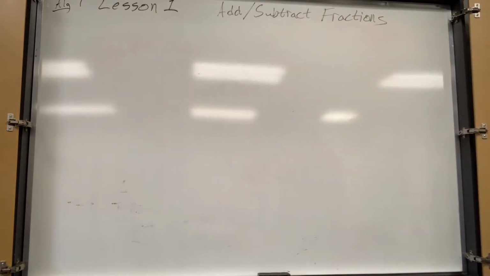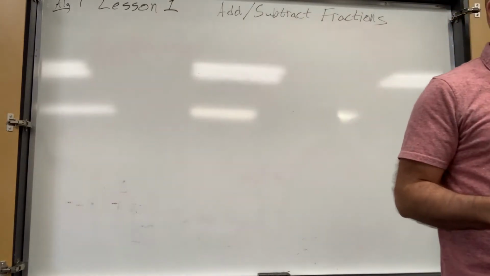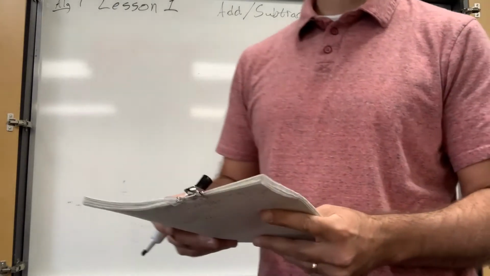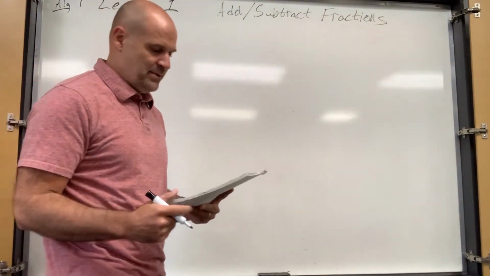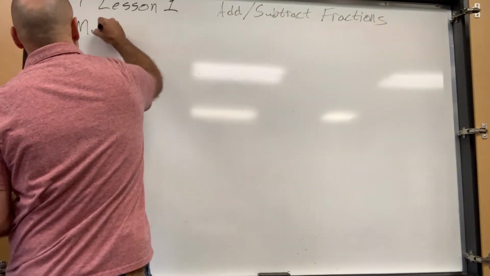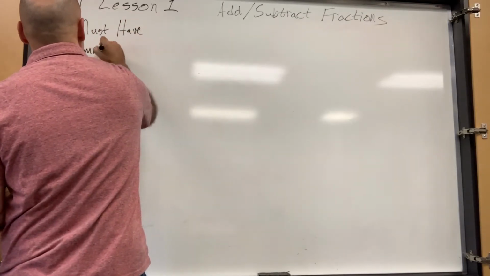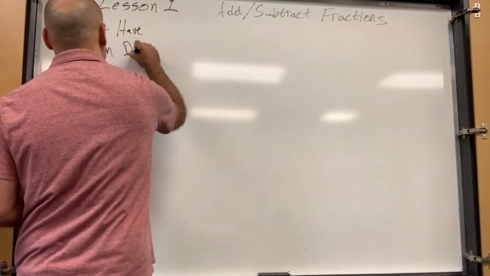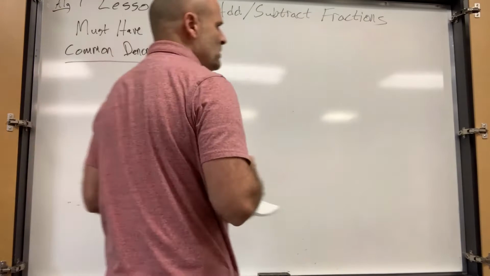What's the one rule, the most important thing when you're adding or subtracting a fraction? What do you need? Hope? You need hope. Yeah, you need a common denominator. Okay, so let's just remind us of that. Must have common denominator. This is one of those things that you lose in the summer sometimes. Must have common denominator. Okay? If you don't, you can't add them.